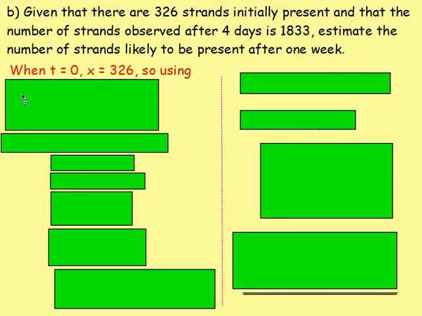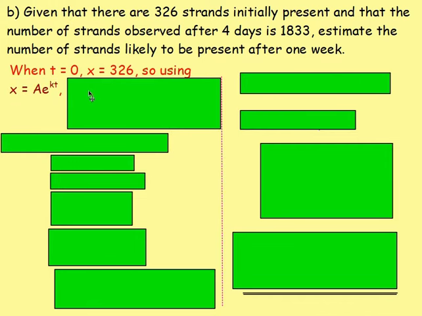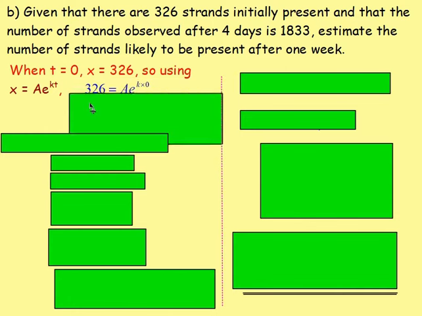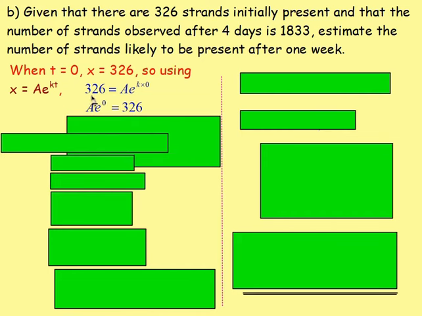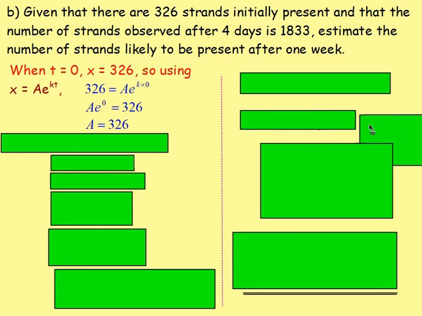Therefore, we can use our answer from part A, x equals a e to the power of kt, and we can swap t with 0 and x with 326. So we get 326 equals a e to the power of k times 0. And k times 0 is just going to be 0, so we'd have a e to the power of 0, and that would equal 326. We all know everything to the power of 0 is going to be 1, perfect, so it leaves us with a equals 326. So we now know this value of a.